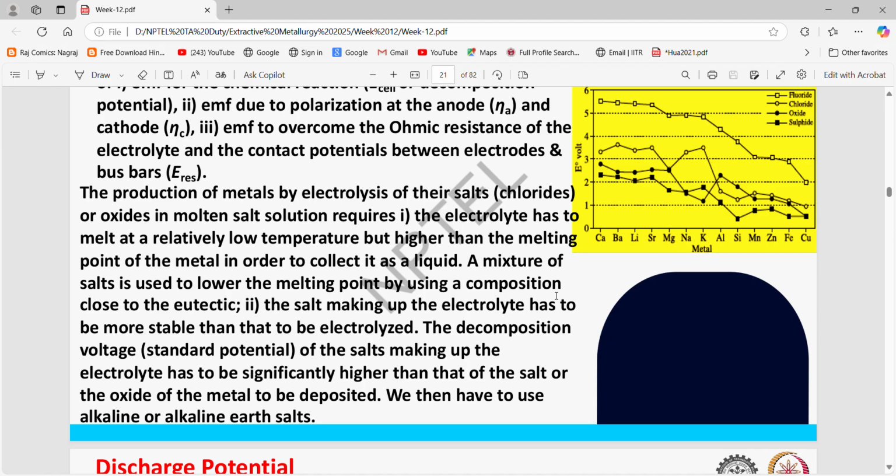The salt making up the electrolyte has to be more stable than that to be electrolyzed. So that salt has to be more stable. The decomposition voltage of the salts making up the electrolyte has to be significantly higher than that of the salt or the oxide of the metal to be deposited, so that it cannot get decomposed when we are applying the voltage for the electrolytic deposition to happen.